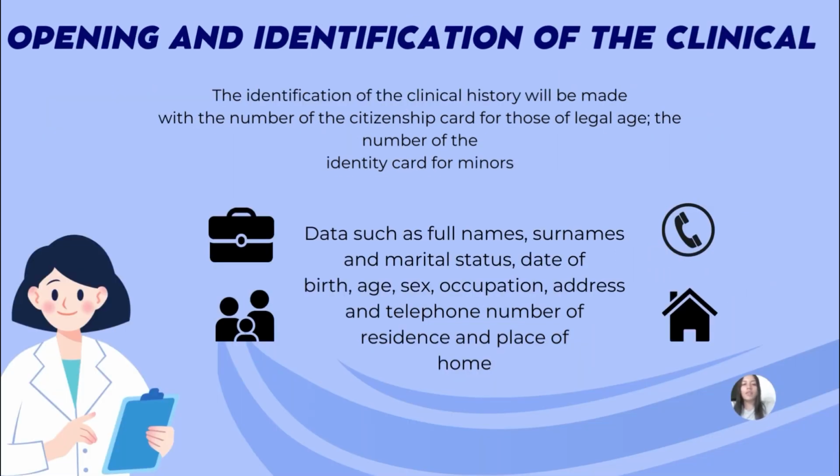Opening and identification of the clinical history. The identification of the clinical history will be made with the number of the citizenship card for those of legal age, the number of the identification card for minors, and data such as full names, surnames, marital status, date of birth, age, sex, occupation, address, and the telephone number of the residence and place of home.